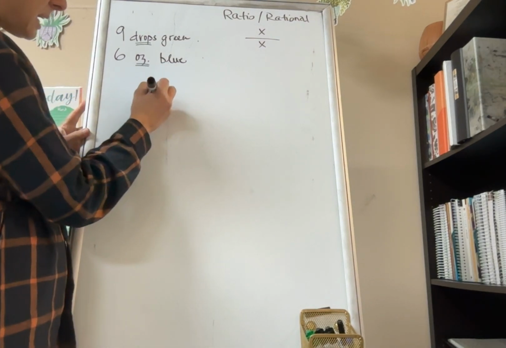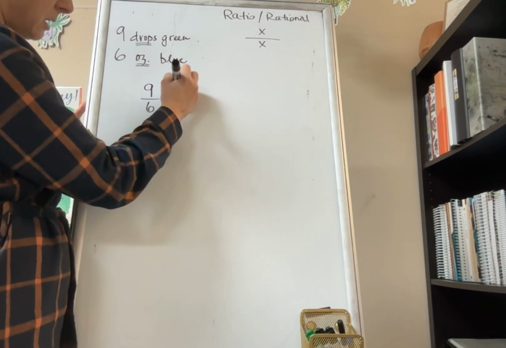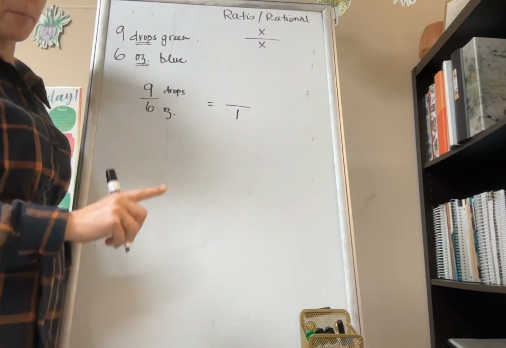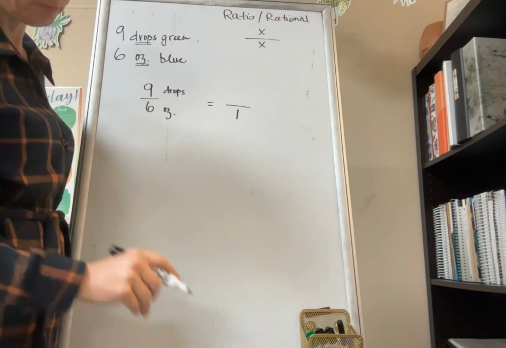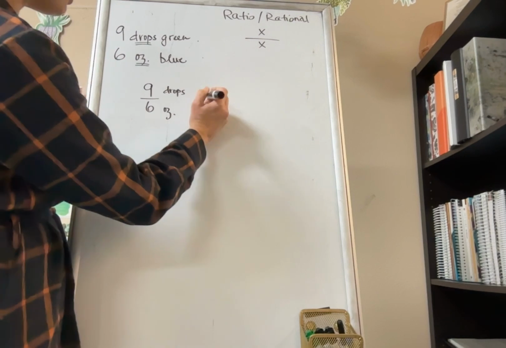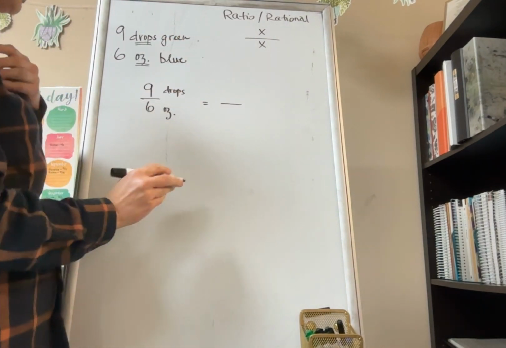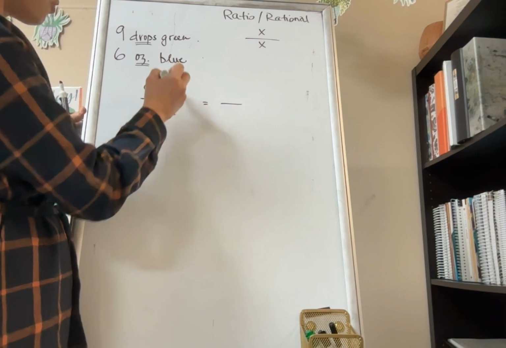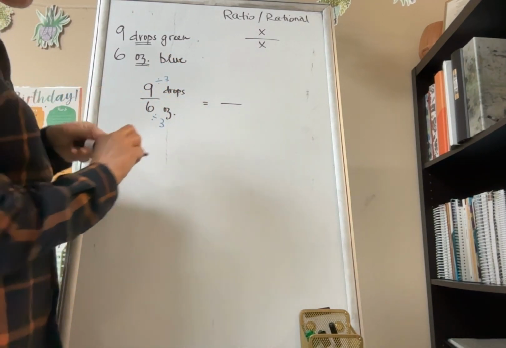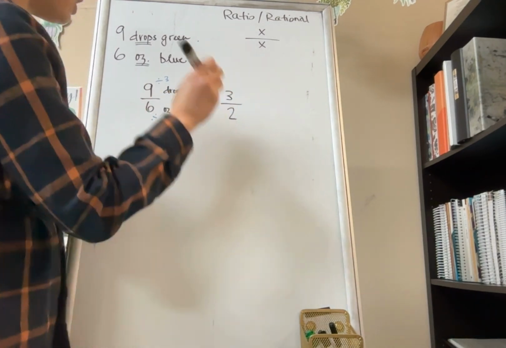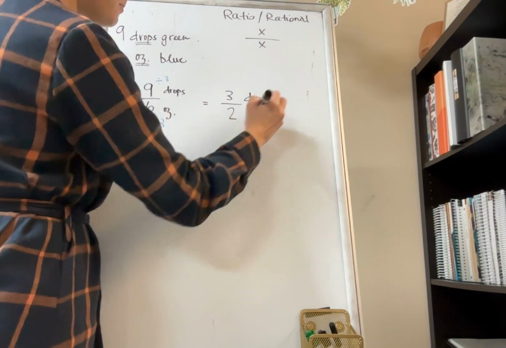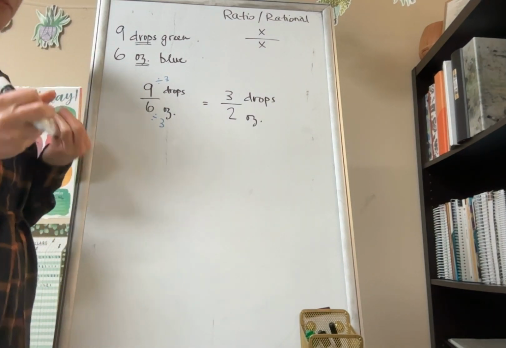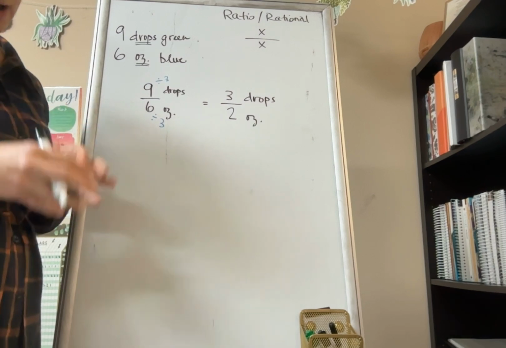So this is what we're going to do. We're going to say 9 over 6, 9 drops to 6 ounces, and then we're going to try to reduce that to where we have a 1 on the bottom, right? Actually, that would make it a unit rate, and we're not making it a unit rate. We're just finding the rate. So right now, we just want to reduce it to lowest terms. So what we want to do is divide 9 and 6 both by their greatest common factor, which is going to be 3. So when we divide 9 by 3, we get 3. When we divide 6 by 3, we get 2. So this tells us we need to use 3 drops for every 2 ounces. That's the rate at which we're going to mix the green and the blue together. 3 drops of green for every 2 ounces of blue paint.